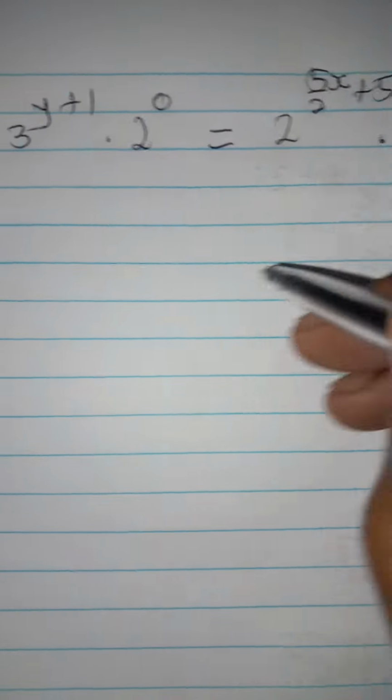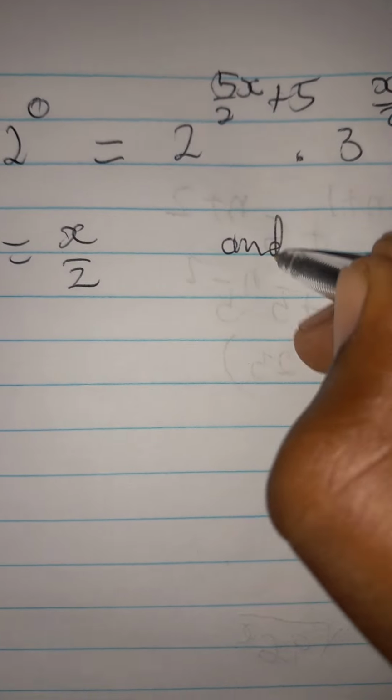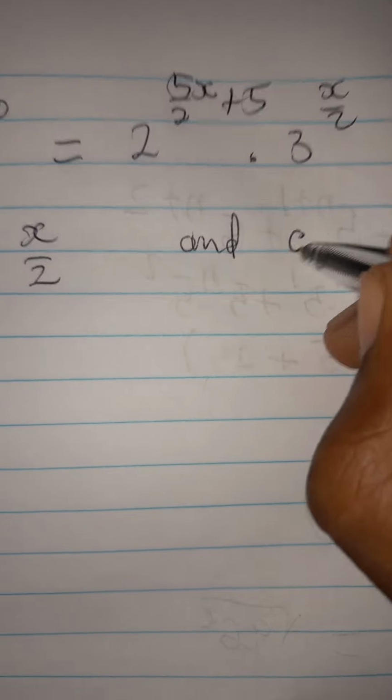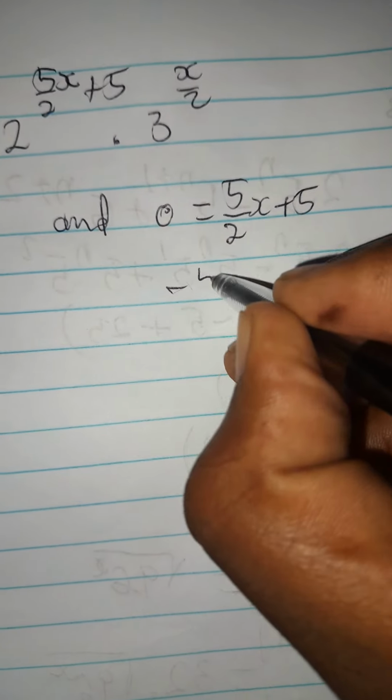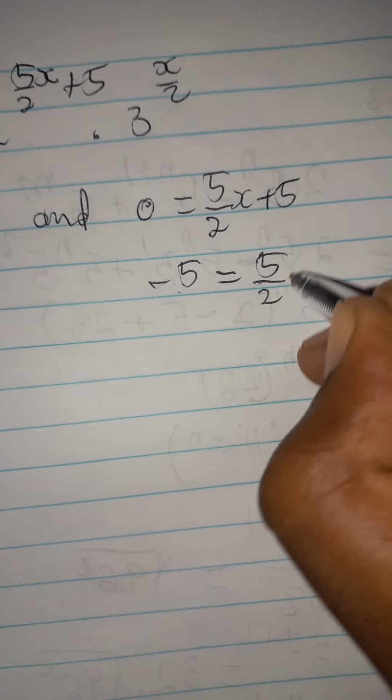All right, let's put this on a clean page so that we can see what is what, right? We have the same bases. We can drop the base and keep the exponent, which is y plus 1. I started with 3 now, which will be x all over 2. And what are we having there? 2 to the power of 0. So that will be 0 is equal to 5 all over 2x plus 5 there. We could take 5 to the other side. It becomes negative 5. Okay, we have 5 over 2x.